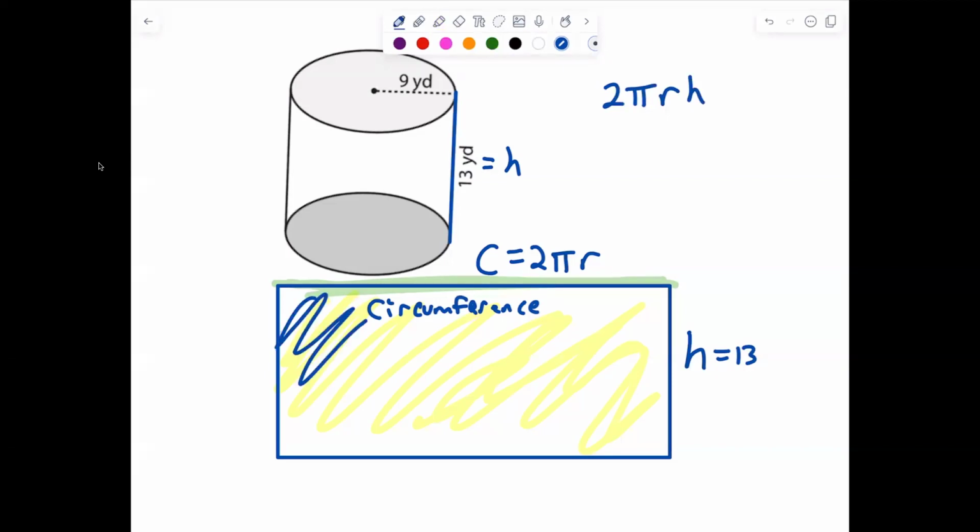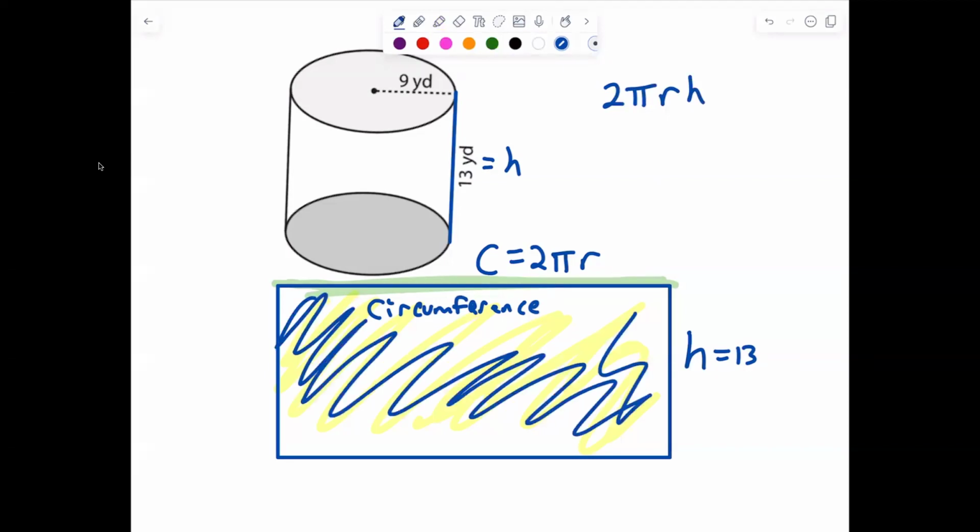This area right here is considered 2 pi r because that's the what? That's the length of the rectangle, and this is the what? The width. And the area of a rectangle is length times width. So they were able to calculate now the area is 2 pi r h.